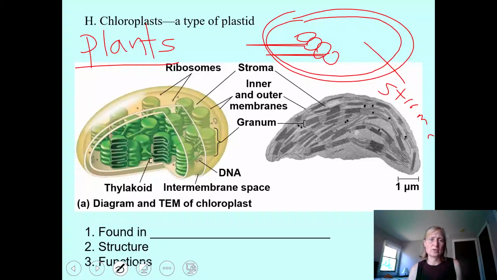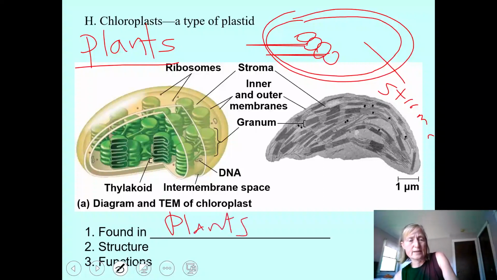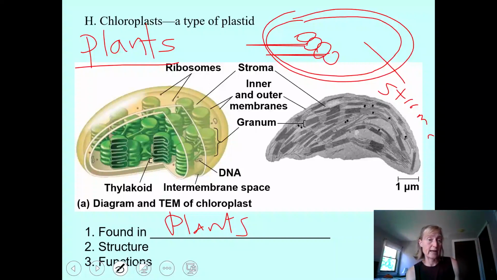That's the focus of Chapter 10, but we want to at least write down a couple of things. They're found in plants. Their structure is a double membrane structure with thylakoid sacs inside. These thylakoid sacs contain pigment molecules that can absorb light energy, all right? And they also have their own DNA. They have their own ribosomes. They can make their own proteins. They reproduce independently inside plant cells as well.